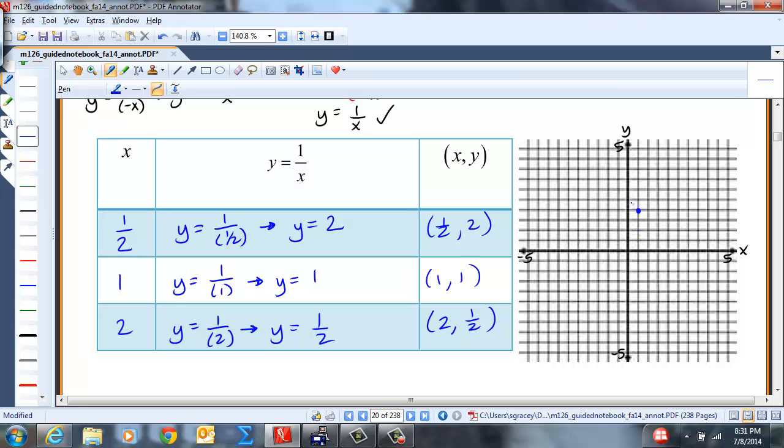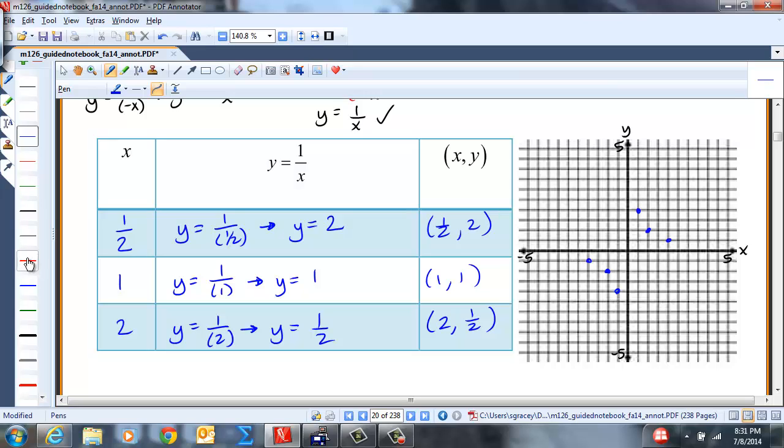So what we're saying is that by symmetry, negative 1/2, negative 2 is also on the graph. Are we good? Awesome. All right, so 1, 1 is on the graph. So negative 1, negative 1 is on the graph. And then 2, 1/2 is on the graph. So negative 2, negative 1/2 is on the graph.